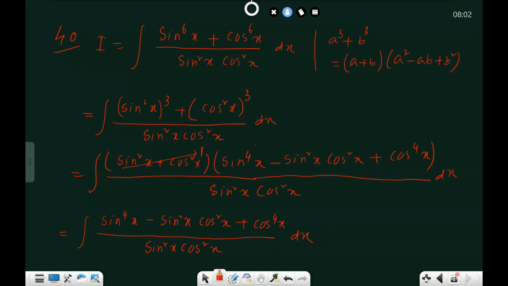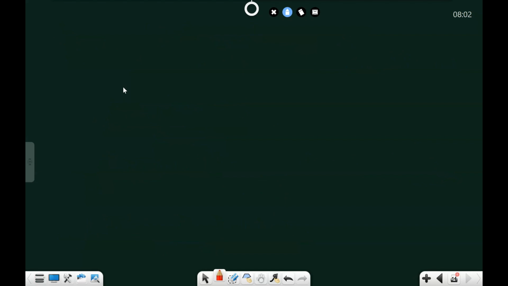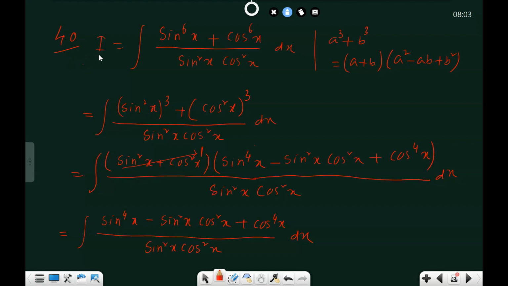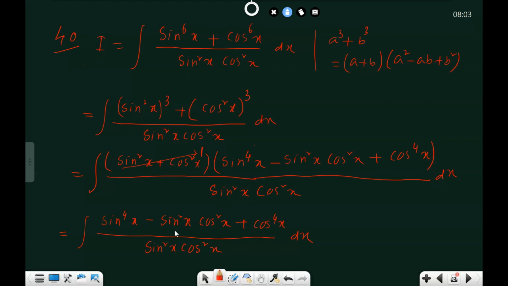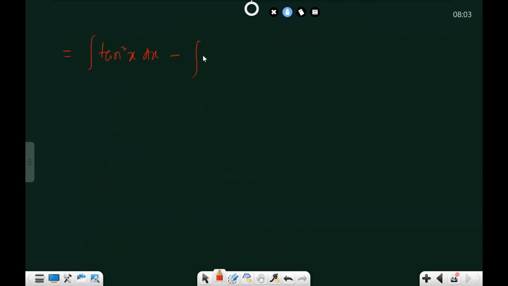So I am taking it like this, equal to integration. See this here. It is sin⁴ by this one, so sin² is cancelled. Numerator remaining sin² divided by cos². So I can directly write here tan²x dx, then minus integration. You see, the complete term will cancel, sin²cos² by sin²cos². So it is only dx now.